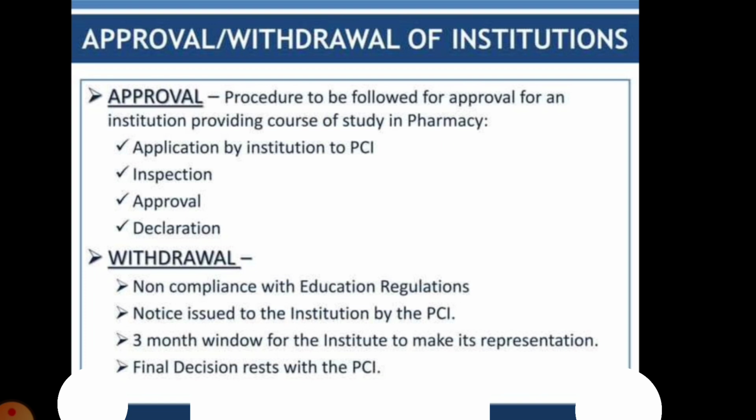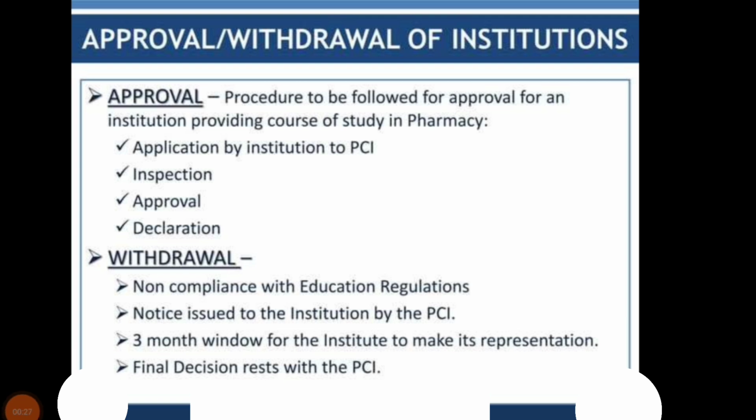In today's class, I discuss the approval and withdrawal of institutions. Approval procedures to be followed for the approval of an institution providing a course of study in pharmacy: application by the institution to the PCI, inspection, approval, and the declaration.